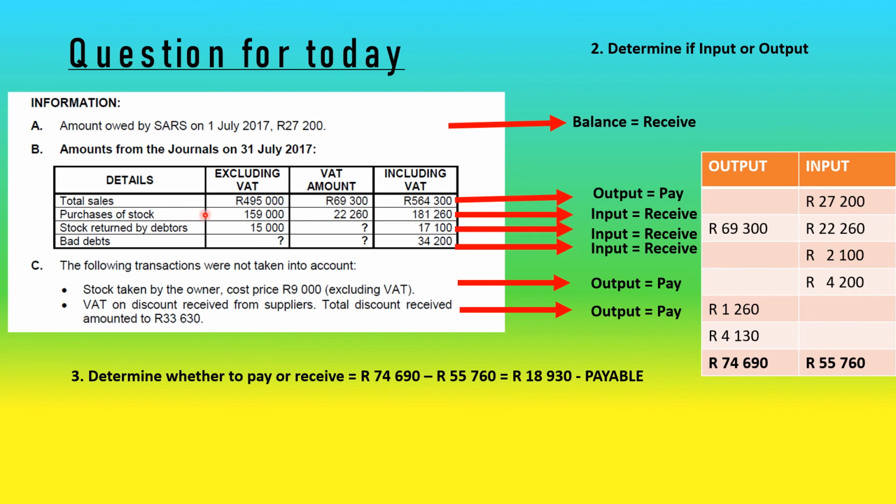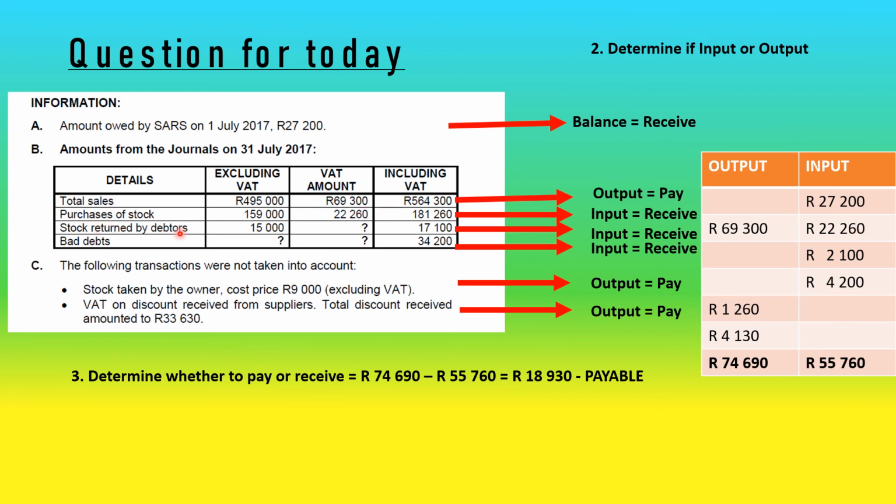Now that you're purchasing stock of 22,260, you're going to purchase the stock. So if you've purchased the stock, you paid already. Therefore, that means you're going to actually claim this amount from SARS because you actually paid somebody else already for the stock. So you're going to claim this amount from SARS. When you claim an amount from SARS, it's 22,260 under your input.